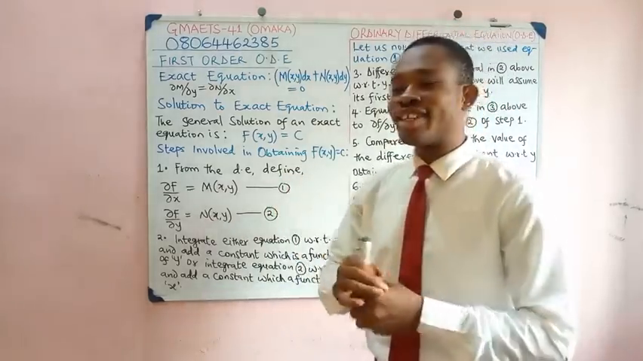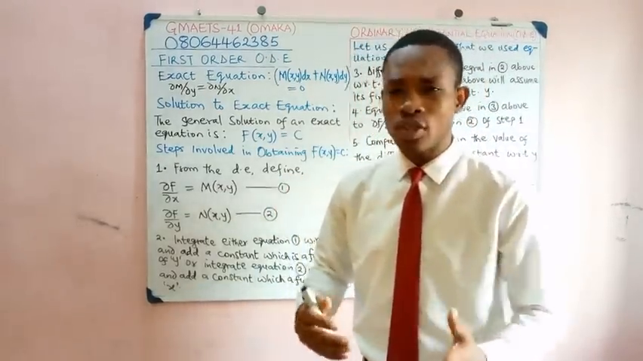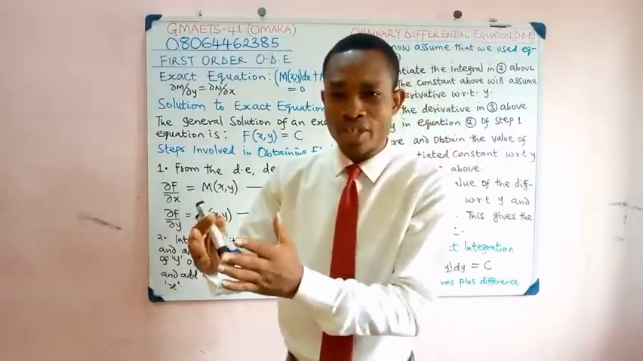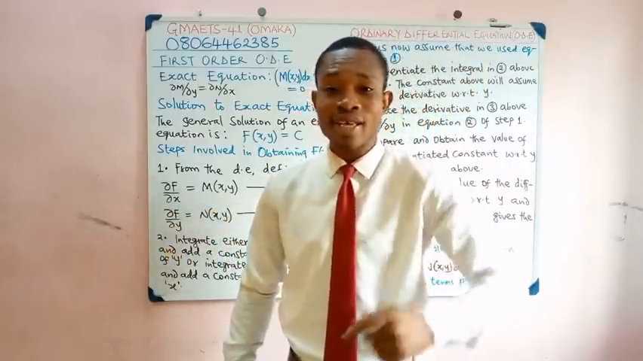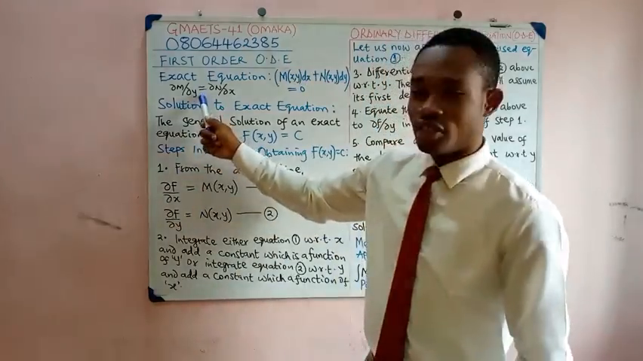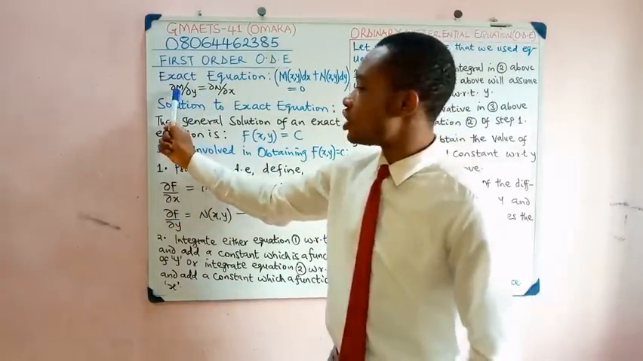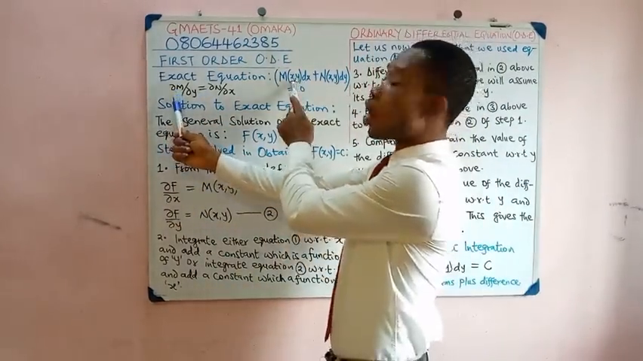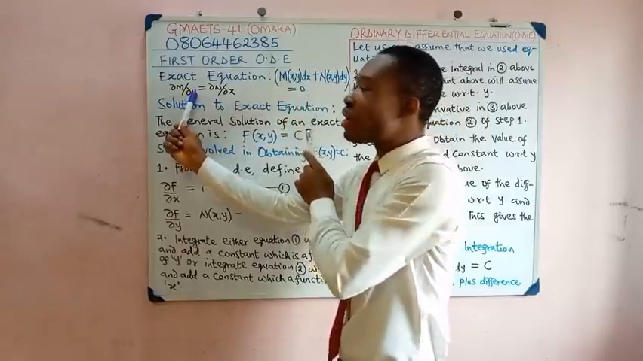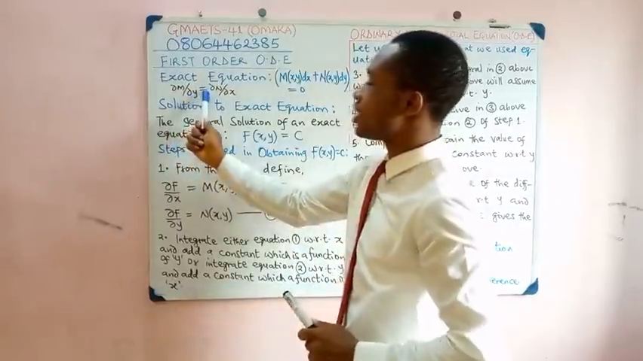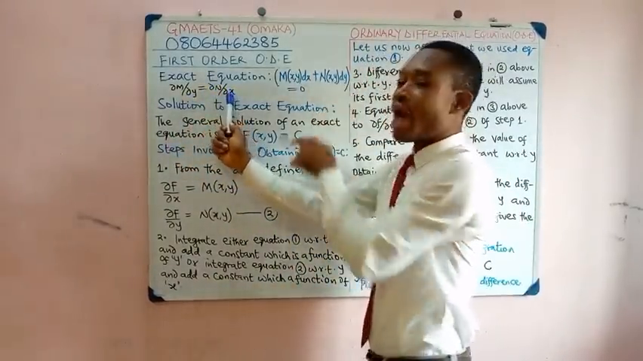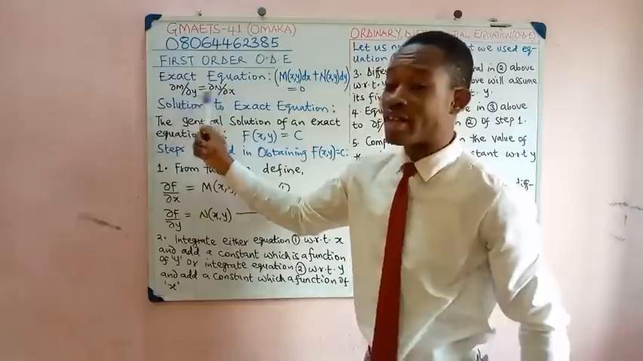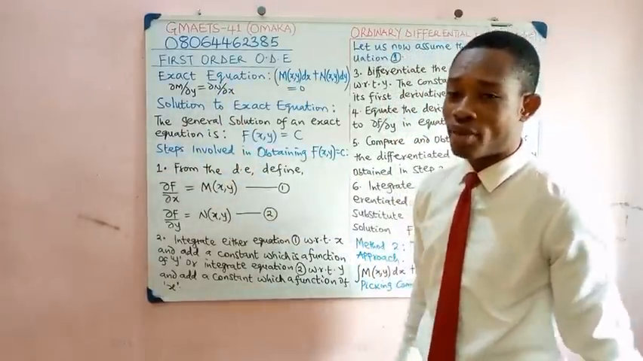Now, there is something we call the condition for exactness. How would you know that a differential equation given to you is actually an exact equation? Look at the test condition. If you take the partial derivative of the term you call M with respect to y, you should be able to get the partial derivative of N with respect to what? x. So this is the test for what? Exactness. Very important. Memorize it.